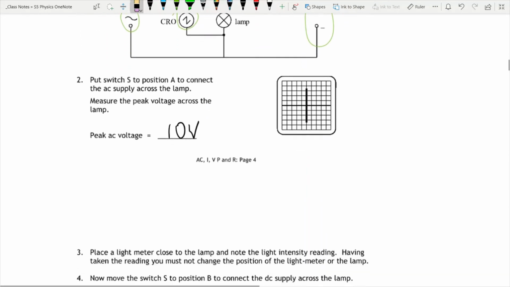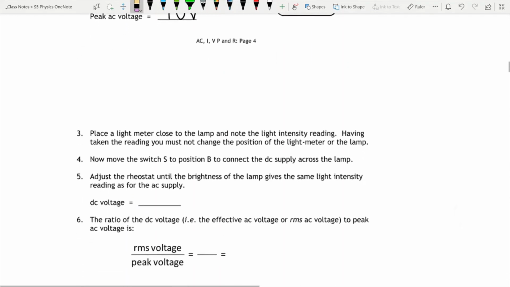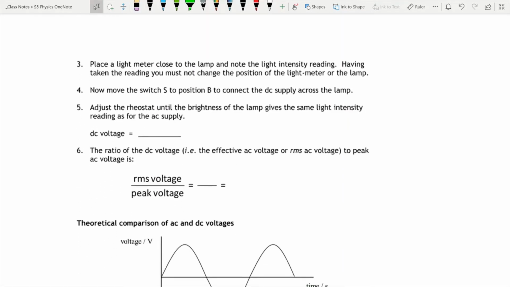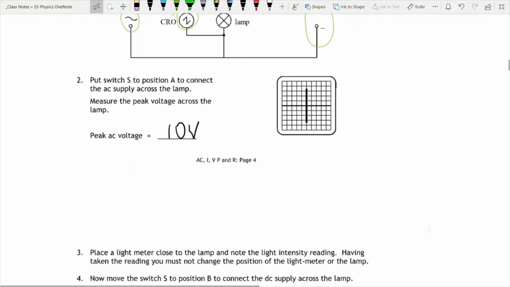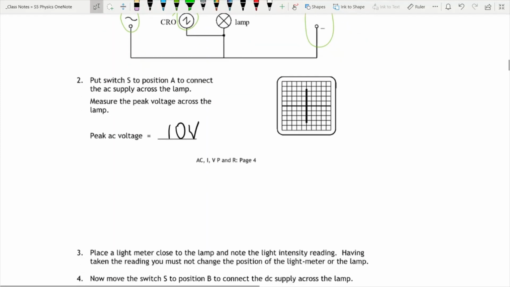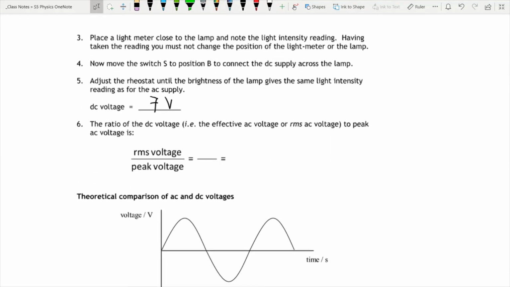Then you move the switch to position B, so it's connected to a DC supply. But before you do that, you need to place a light meter close to the lamp and note the light intensity reading. You want that light intensity to be the same throughout this experiment. So you've got a light intensity with 10 volts as a peak voltage. Then move the switch to position B, so it's connected across the DC, and adjust the rheostat, the variable resistor, until it gives the same brightness again. Then you measure the DC voltage of that DC supply, and it comes to about 7 volts. So where the peak voltage was 10 volts, that same brightness was equivalent to a DC supply of 7 volts.